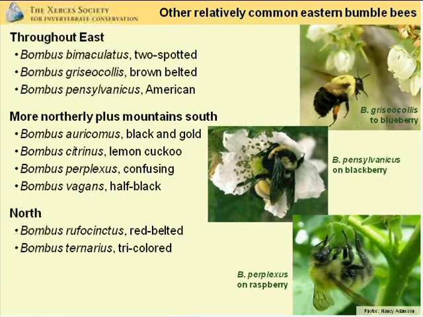Other common species, and if you look at Sheila's guide, she goes into more detail about all of these species. But there's a number of species that are more common throughout the whole East, and then a few species that are common just in the north and in the mountains south, and then a few that are just found up north. And those two, Rufocinctus and Ternarius, both have orange coloration, so are easy to spot.